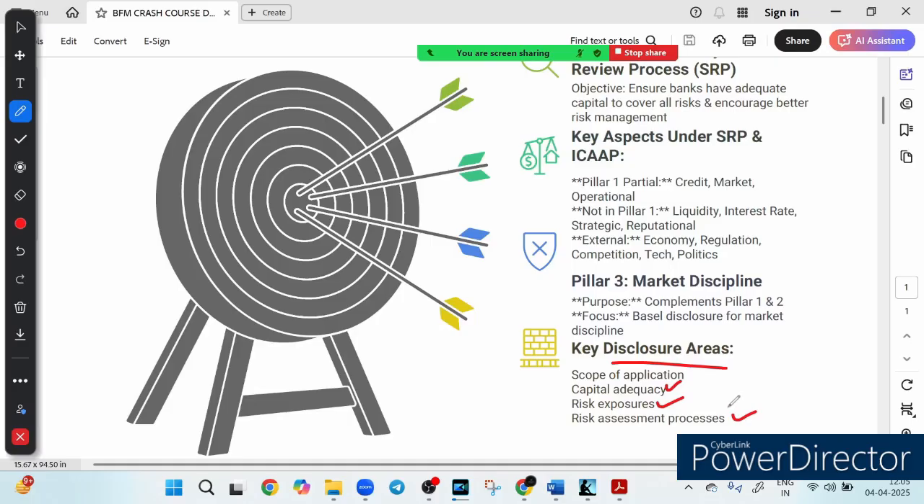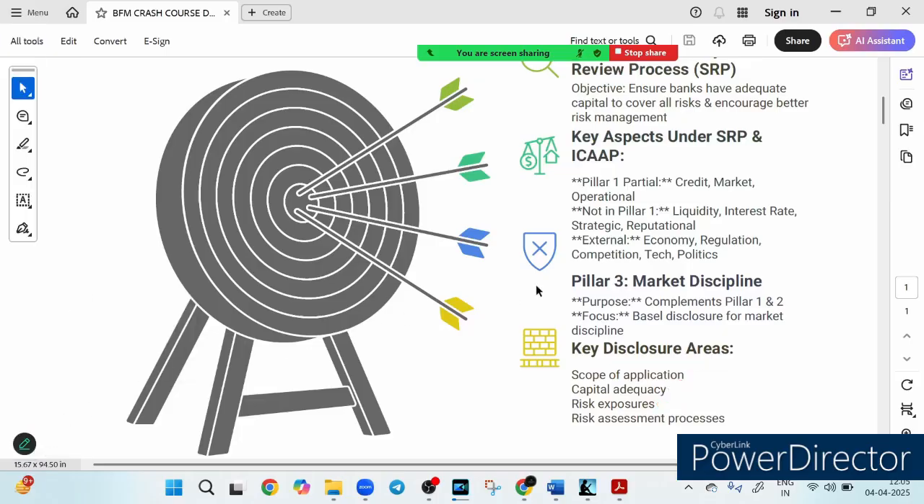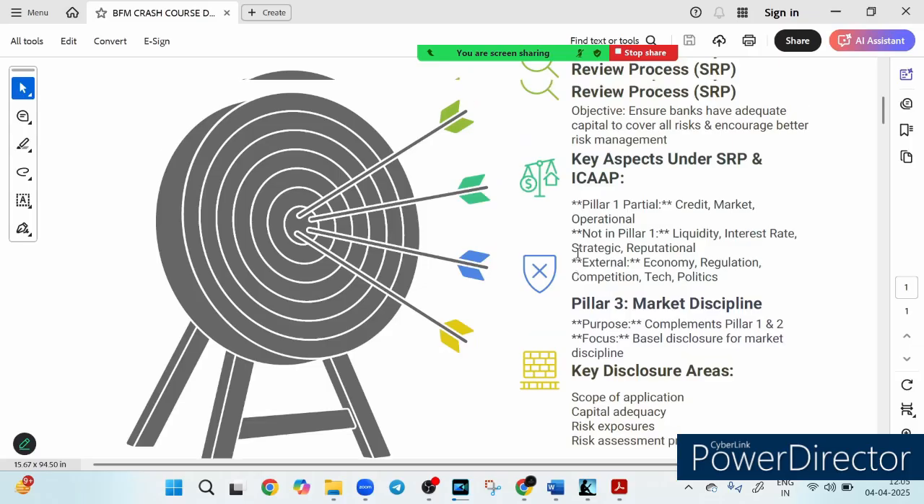So in the world of banking, just like in a game of darts, hitting the target is not about one perfect throw. It's about precision, strategy, and managing every risk along the way, right? I hope this makes sense to you. What are the risks covered under pillar 1? What are the risks not covered under pillar 1? What are some external factors which influence our risk, SRP and ICAAP?